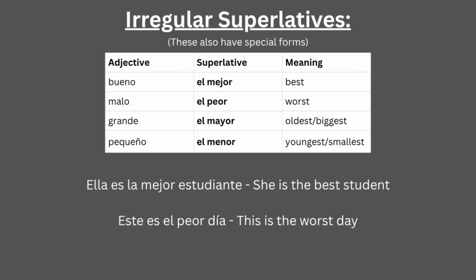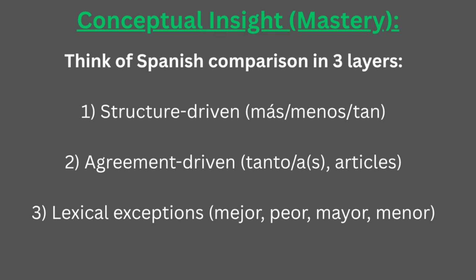Overall, this is how comparatives and superlatives fully work in Spanish. To have a more conceptual insight, we can remember them as having three layers: structure-driven, agreement-driven, and lexical exceptions. Mastering all three can make your Spanish sound natural in practice and speech.